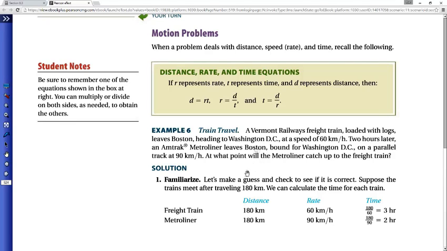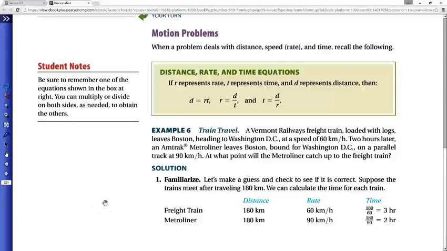So let's look at this first train travel one. Example 6. It says a Vermont Railways freight train loaded with logs leaves Boston heading to Washington, D.C. at a speed of 60 kilometers per hour. 2 hours later, an Amtrak Metroliner leaves Boston bound for Washington, D.C. on parallel track at 90 kilometers per hour. At what point will the Metroliner catch up with the freight train?